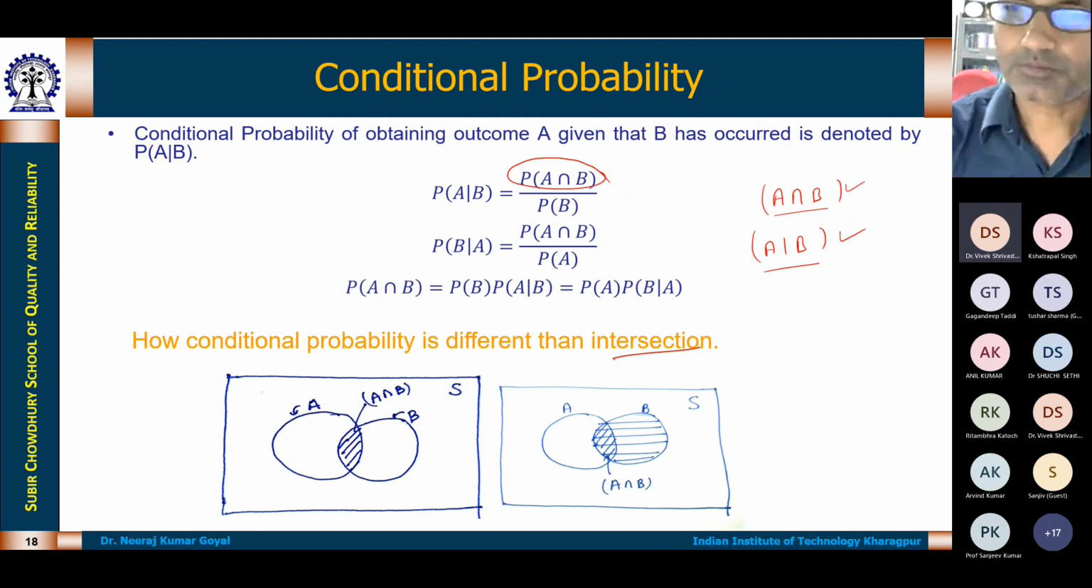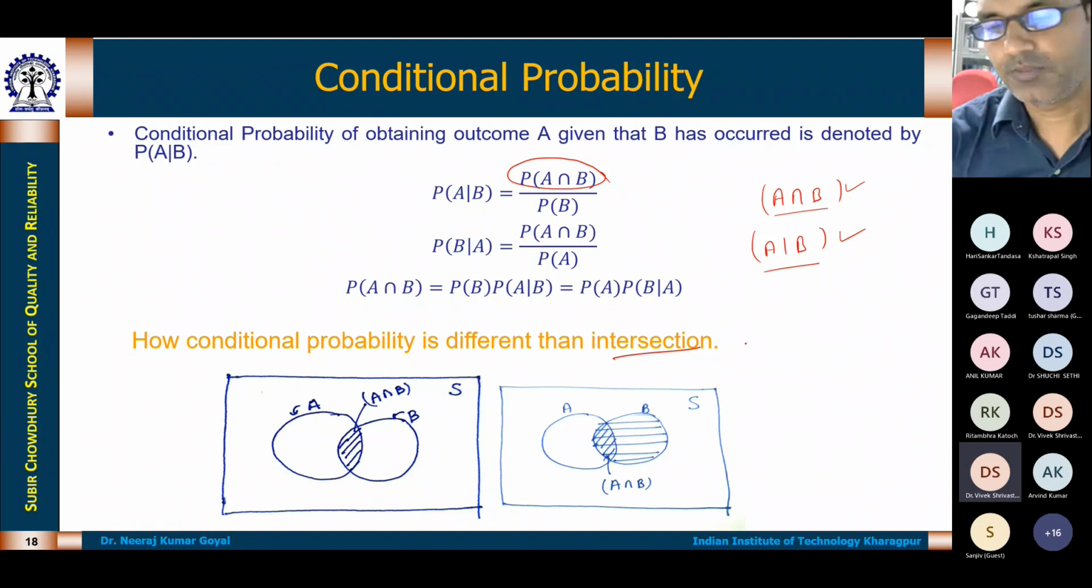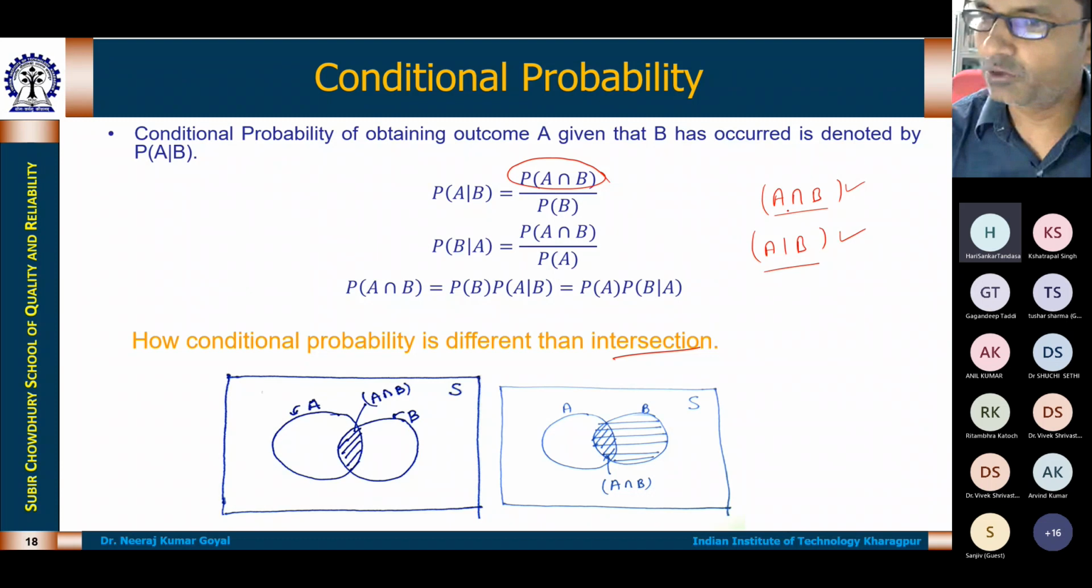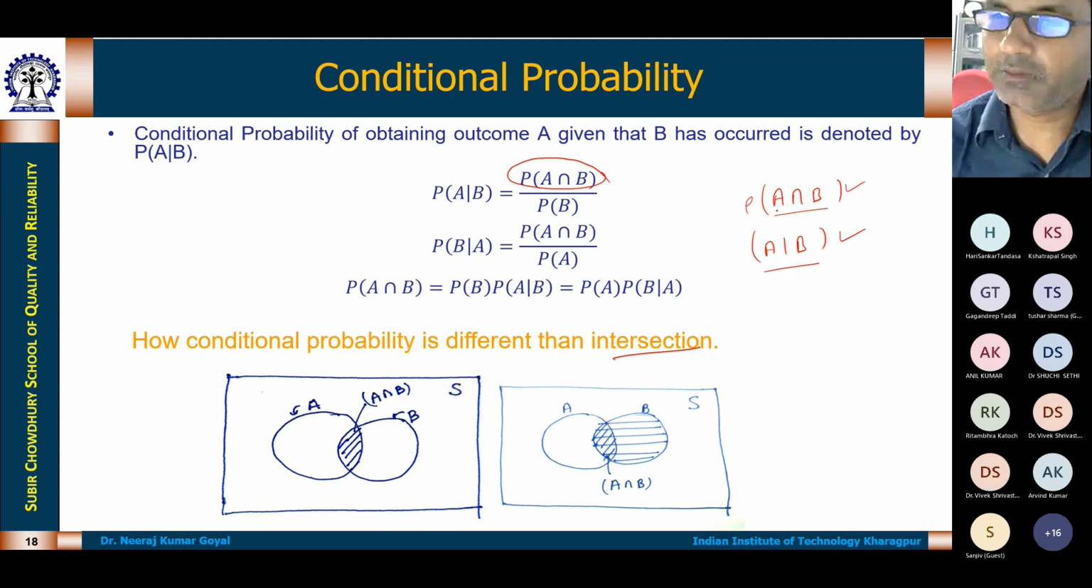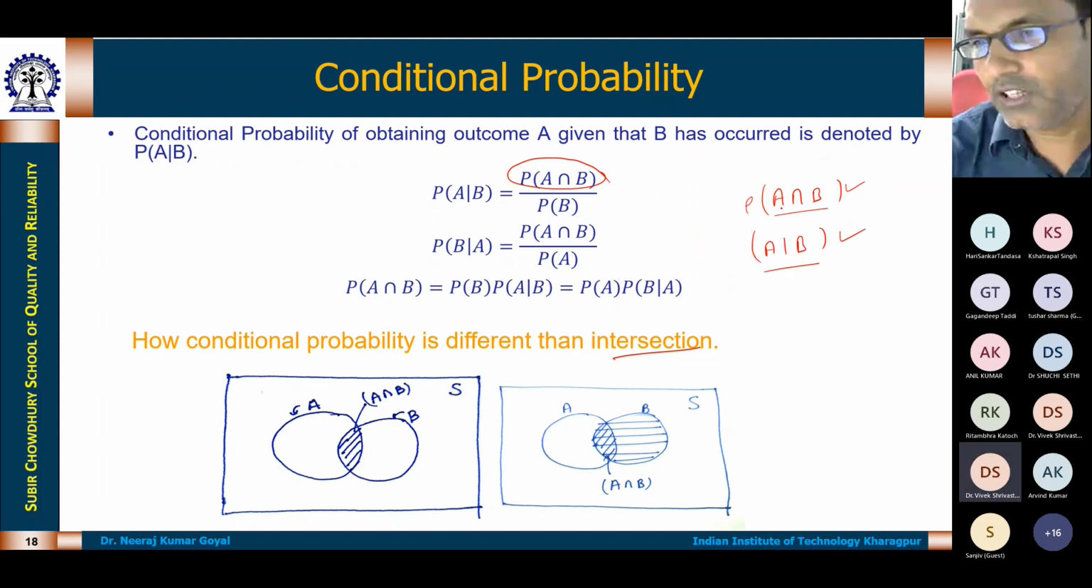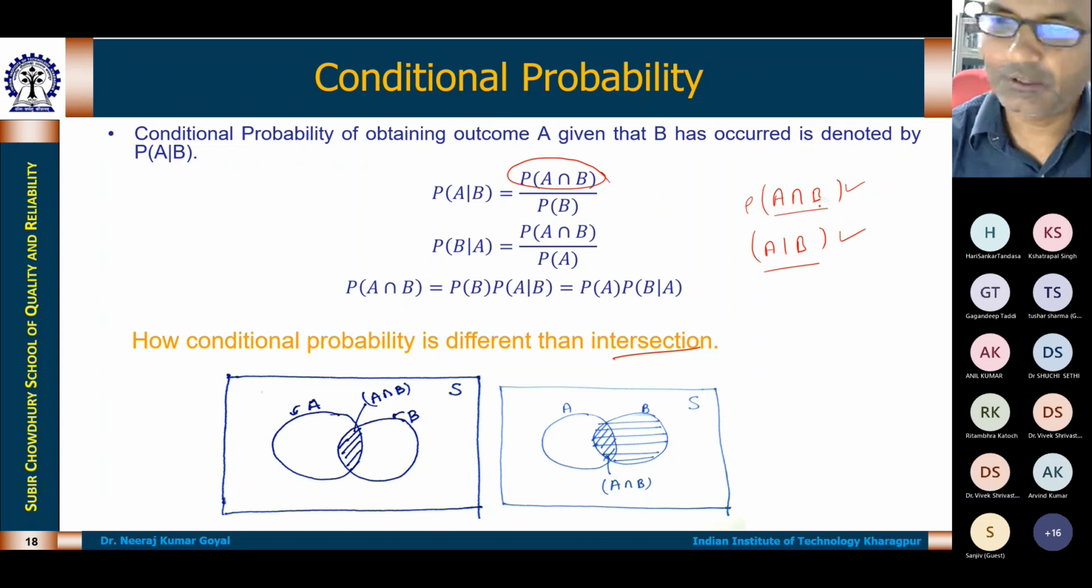Anyone? Sir, in condition, we know that one event has occurred. Yes. So how does it change the scenario? In intersection, both events have occurred, right? Whenever I'm calculating probability of A intersection B, that means probability that event A has occurred and event B has occurred. And when I say probability of A given B, that means probability that event A is occurring given that B has occurred.